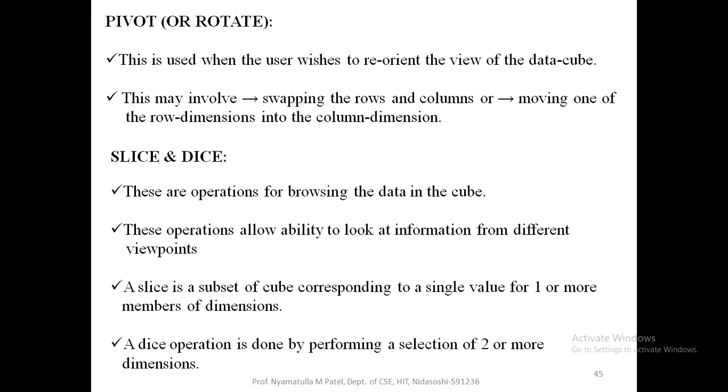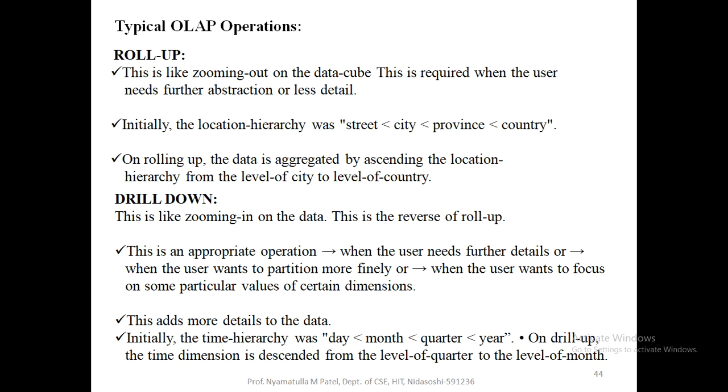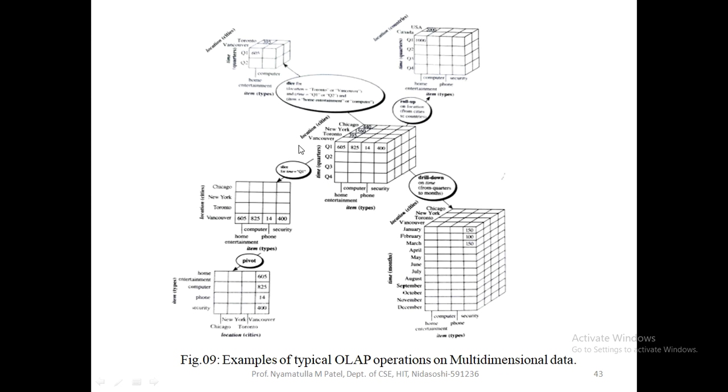Okay, these are the operations for placing data into the cube. These operations allow the ability to look at the information from different viewpoints. A slice is a subset of the cube corresponding to a single value for one or more members of a dimension. A dice operation is done by performing a selection of 2 or more dimensions. So here, out of the 4 quarters I am taking only 2 quarters, out of the 4 cities I am taking only 2 cities, out of the 4 items I am taking only 2 items. That is a dice operation.